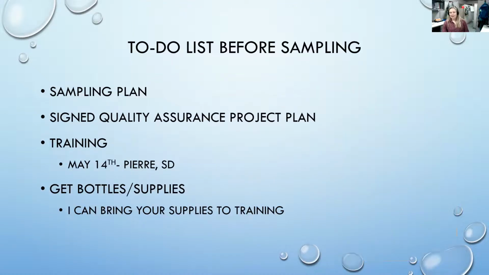So then one last time, the to-do list before sampling. Talk to one of us to put together a sampling plan. You'll need to have the signed quality assurance project plan as well. Again, the training, if it's your first year, that's required to attend. That's in Pierre in May on the 14th. And then we'll need to arrange all of your bottles and supplies to get those to you. We can bring your supplies to training, or we can mail most of them. The one thing we can't mail is the sulfuric acid because it's a hazard. So we'll need to arrange to get that to you in person.